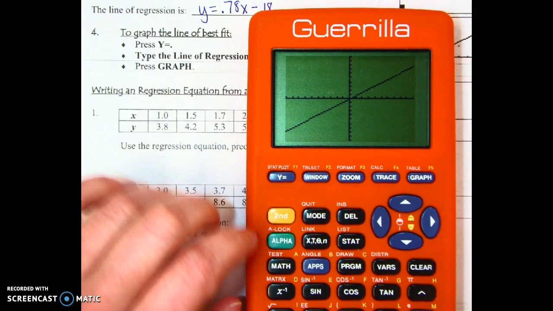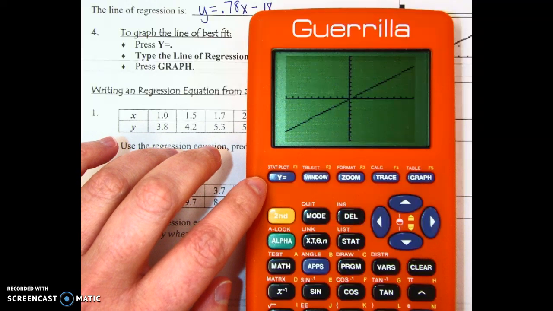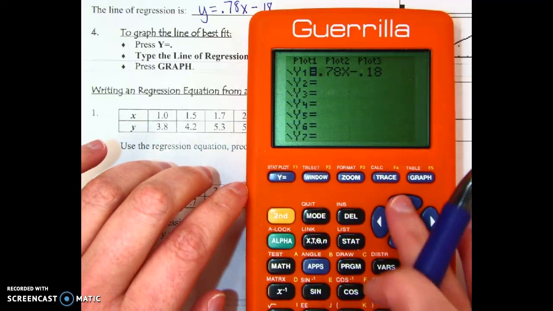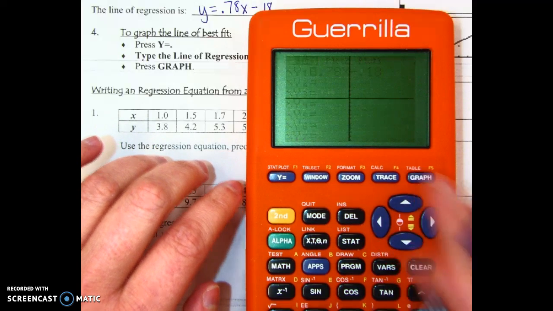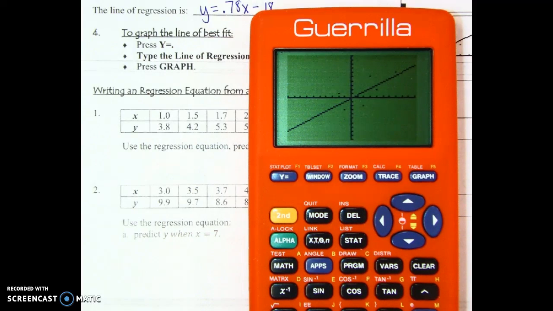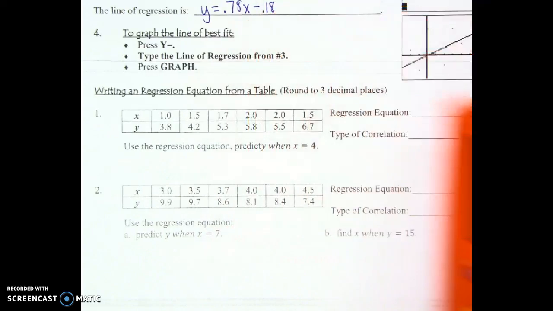Okay, so there's the line. I'm not really sure why the points didn't show up. I wonder if I had to highlight plot. Oh, yeah. So keep plot highlighted and then the dots will be there. So that's the line of best fit or linear regression, either way.